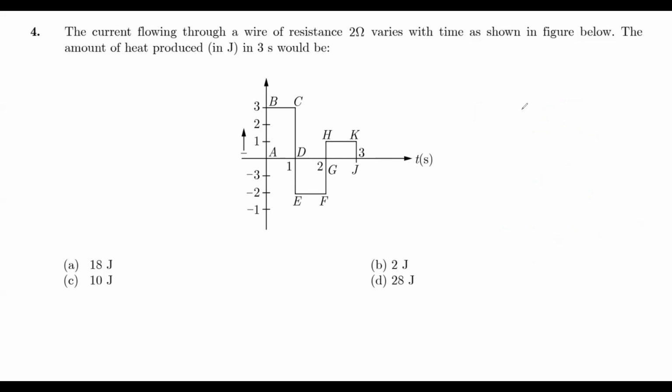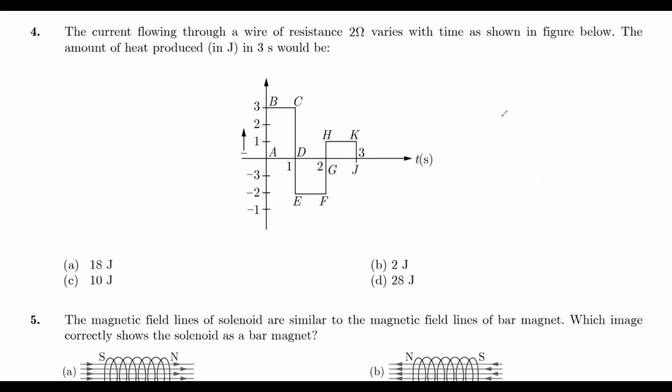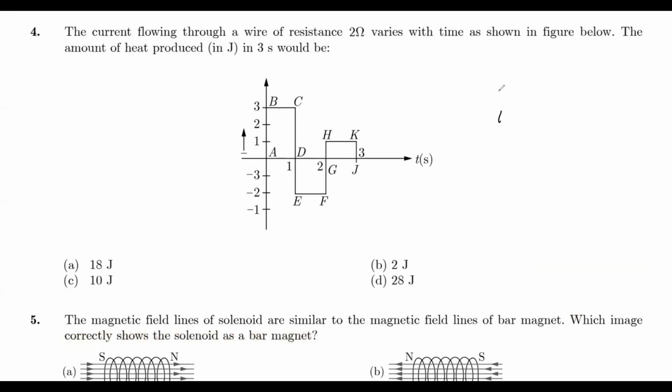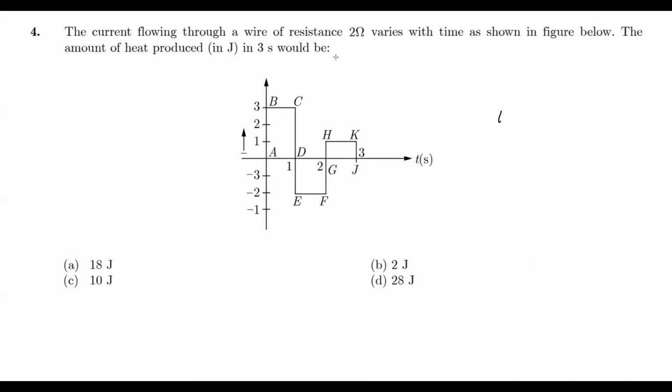So what is Joule's law of heating? It is H. Okay, now coming to the question again. So we know that according to Joule's law of heating, heat is directly proportional to the square of current, directly proportional to the resistance, and directly proportional to the time. Here time is the duration for which the current is flowing.